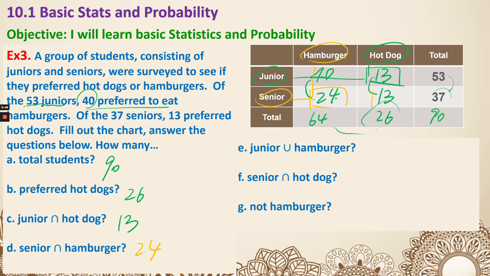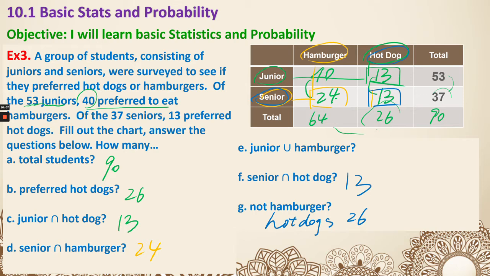Next, junior or hamburger. Let's deal with that one at the very end. Next, senior and hot dog. Senior and hot dog, they meet right here, so 13. Last one, not hamburger, that basically means hot dog. So the number is 26.